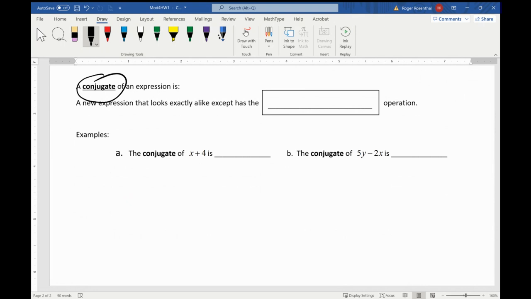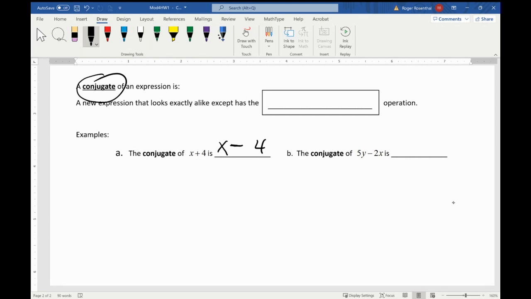Here is how you find the conjugate of something. We're going to find the conjugate of x plus 4. To find the conjugate of something, you just take the beginning of it and you write it down. You take the end of it and you write it down. And in the middle, you take whatever the operation is and you put the opposite. And the opposite of addition is subtraction. Done. The conjugate of x plus 4 is x minus 4.